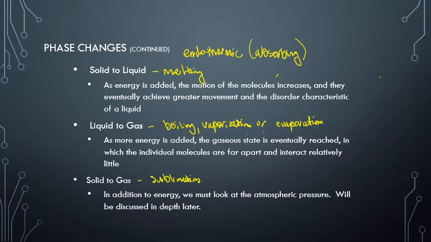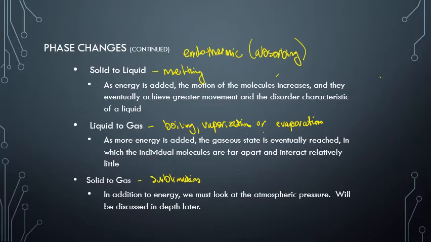When we're talking about the solid to the liquid transition, as we add energy to the solid, the motion of the molecules will begin to increase. If you remember, solids just vibrate back and forth in place. But as we increase the energy, eventually those particles have violent enough vibrational movements that they can break free of the forces of attraction holding them together. They eventually achieve a greater amount of movement, and we have something we call disorder, which is a measure of entropy that would be characteristic of the liquid. The disorder just means that they have more places they can move around within the sample.